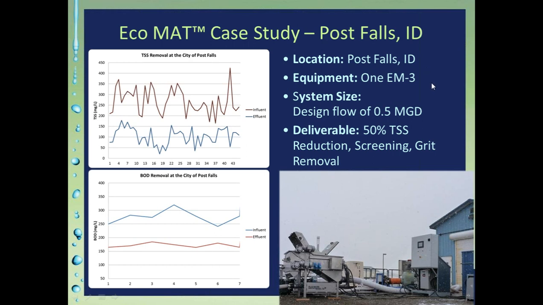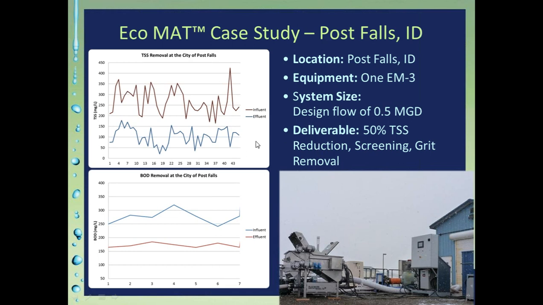Post Falls is in a 10-year design cycle for improvements. They currently have no primary treatment. They have screening going to their secondary, and they know that they have to upgrade from that in the coming years. It might come sooner than 10 years, I'm not sure. But they took this equipment on site to do some modeling and preliminary design work with a 0.5 MGD capacity unit. The deliverable and goal was 50% TSS. They don't have a digester on site, so they were looking for screening and grit removal as well.